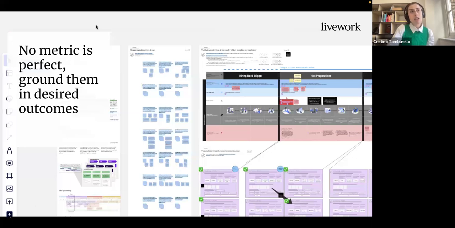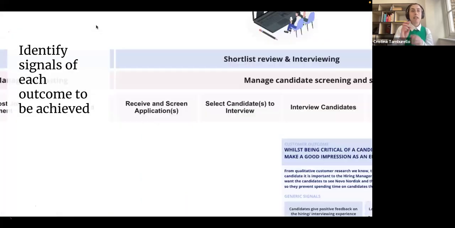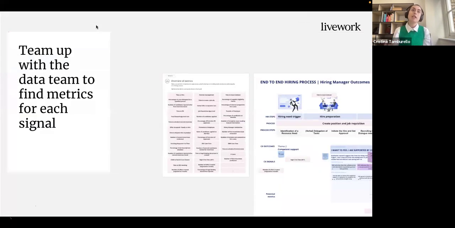And once we did it, we started identifying the signals or indicators for each outcome, that is, indicators that would tell whether a specific outcome is achieved or not, again, for the employees, for the business, and for operations across all the steps in the journey, in the process. And finally, we teamed up with the data team to find metrics for each signal.